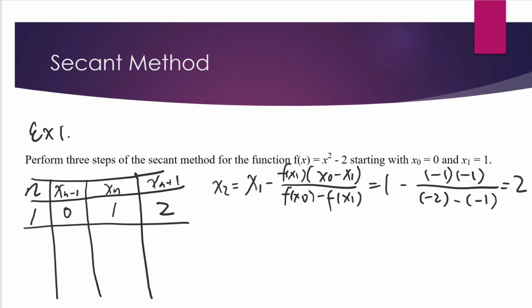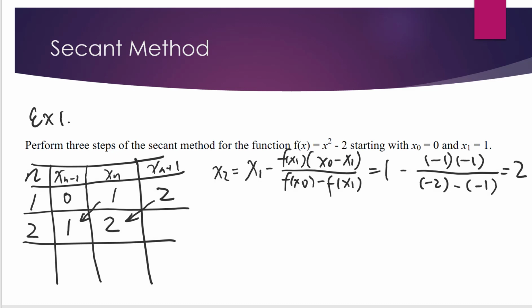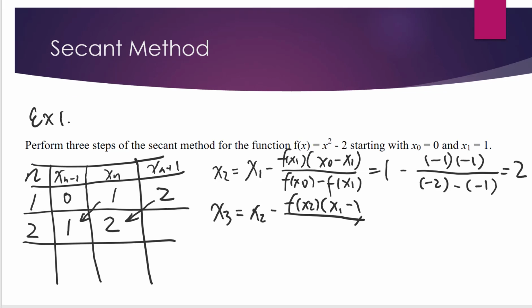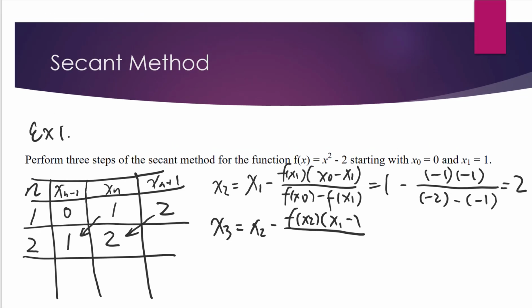So let's do another iteration. When n is 2, we have x_{n-1}, which is x1, which is 1, right? And x_n, which is x2, just move the 2 here. And then based on these two values, we want to find x_{n+1}, which is x3. So x3 equals x2 minus f(x2) times (x1 minus x2) over f(x1) minus f(x2).